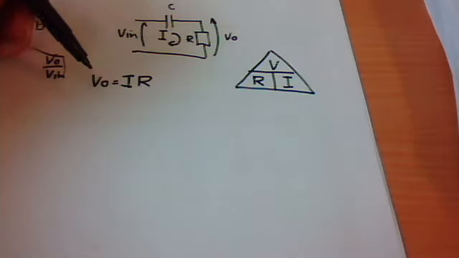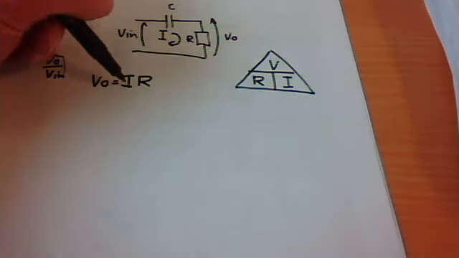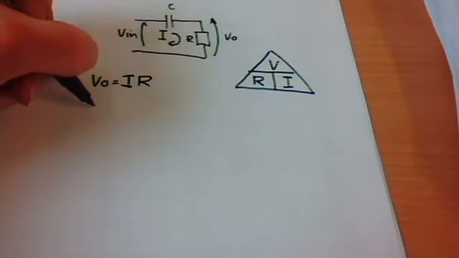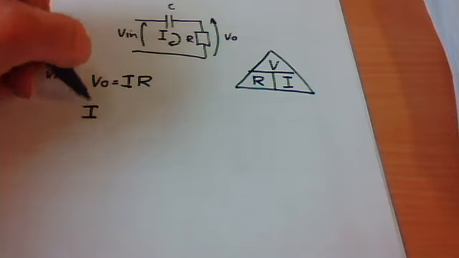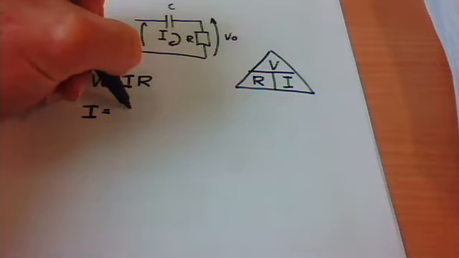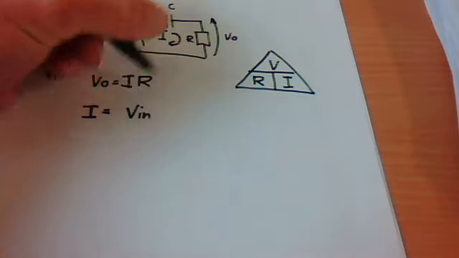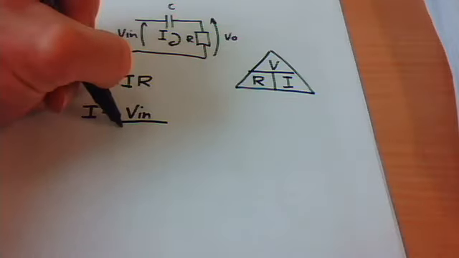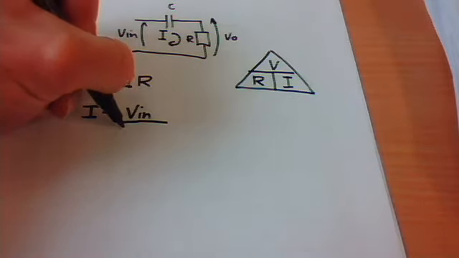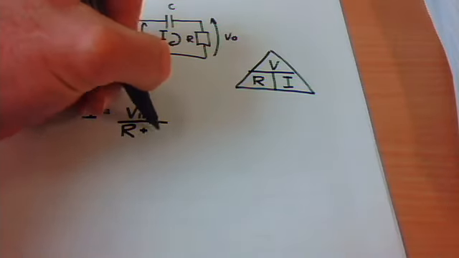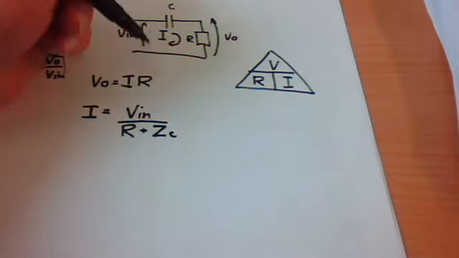Okay, but we don't know what this current is, and we're not going to have it in our final equation. But let's try and solve for I anyway. So we know that I in the circuit is going to be equal to the input voltage, V in, divided by the total resistance of the circuit. And the total resistance of the circuit will be the resistance, R, plus the impedance, which is effectively a resistance, due to the capacitor, which would be ZC.